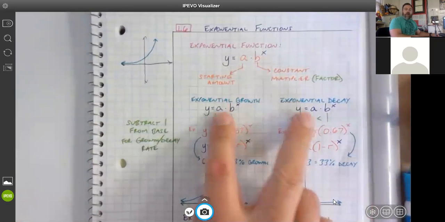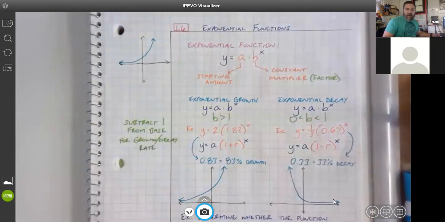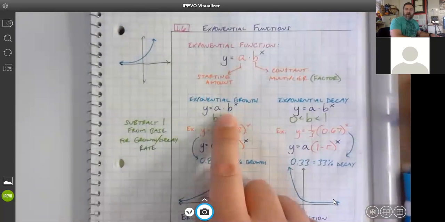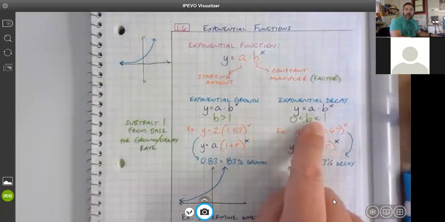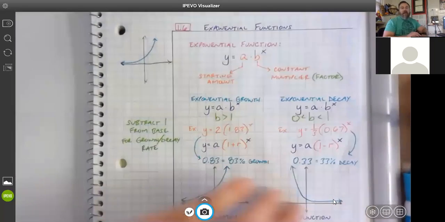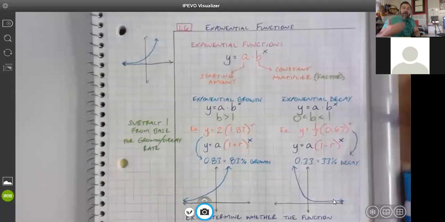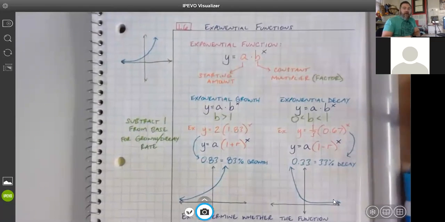And so we talked about growth versus decay. It's kind of the equivalent of a positive versus negative slope for a linear function. So growth and decay have to do with whether the base of the exponent is bigger than 1 or, for decay, less than 1, right? Because that's a constant multiplier. If I'm multiplying by something bigger than 1, it's obviously getting bigger. If I'm multiplying by something less than 1, it's getting smaller, growth and decay, right?